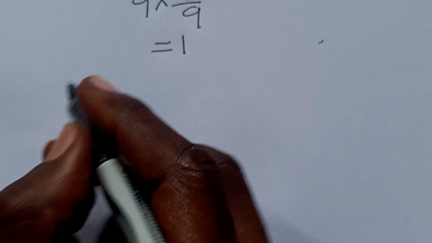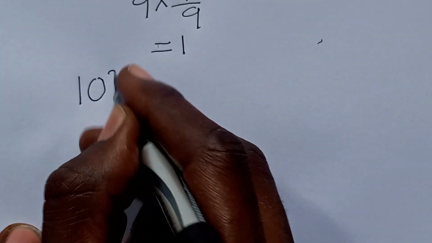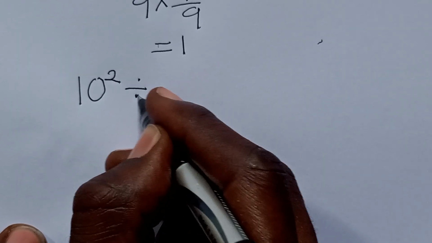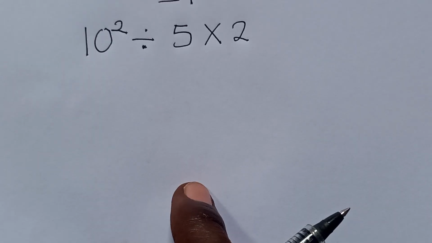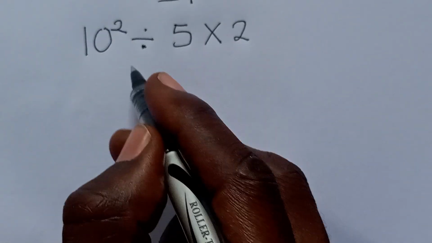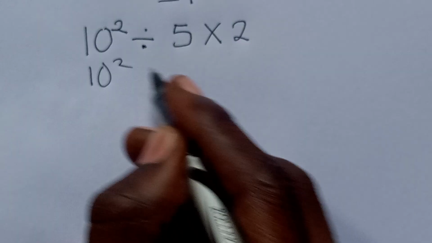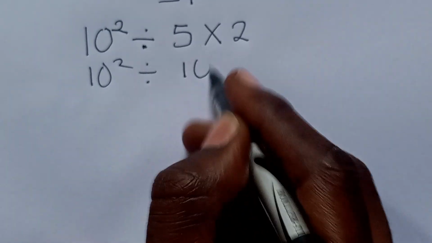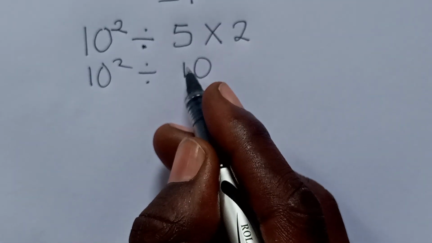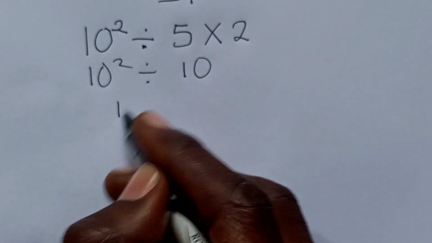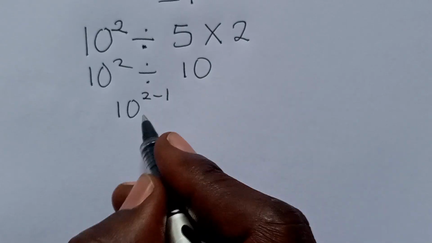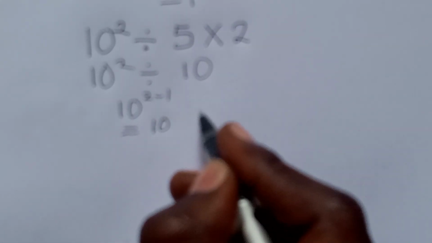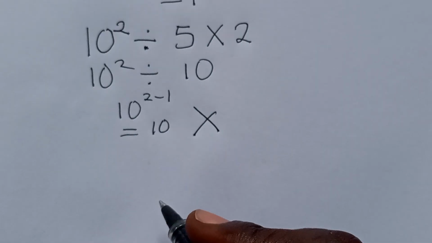So let's try another question. Let's try 10 squared divided by 5 times 2. Commonly, what people will do is that they will just multiply. So our 10 squared, you multiply this, which is 10. And 10 squared divided by 10 is going to be 10 to the power of 2 minus 1 from our indices. We take one of the base and subtract the powers, which equals 10. But no, we didn't follow the order of operation, so this is wrong.